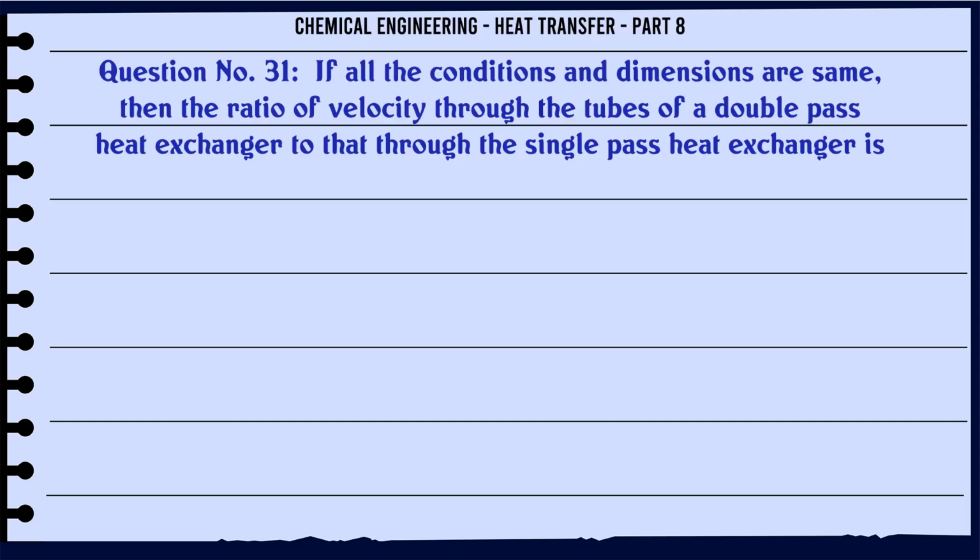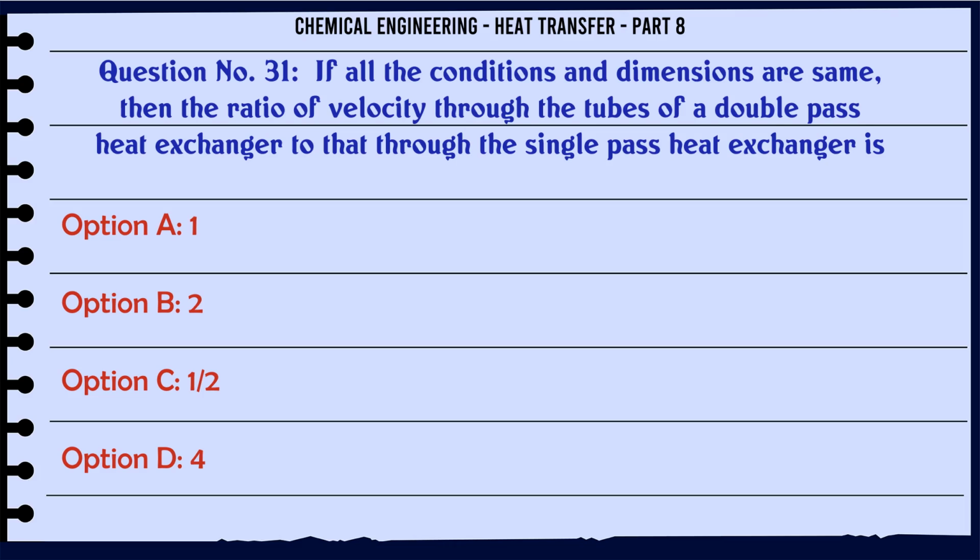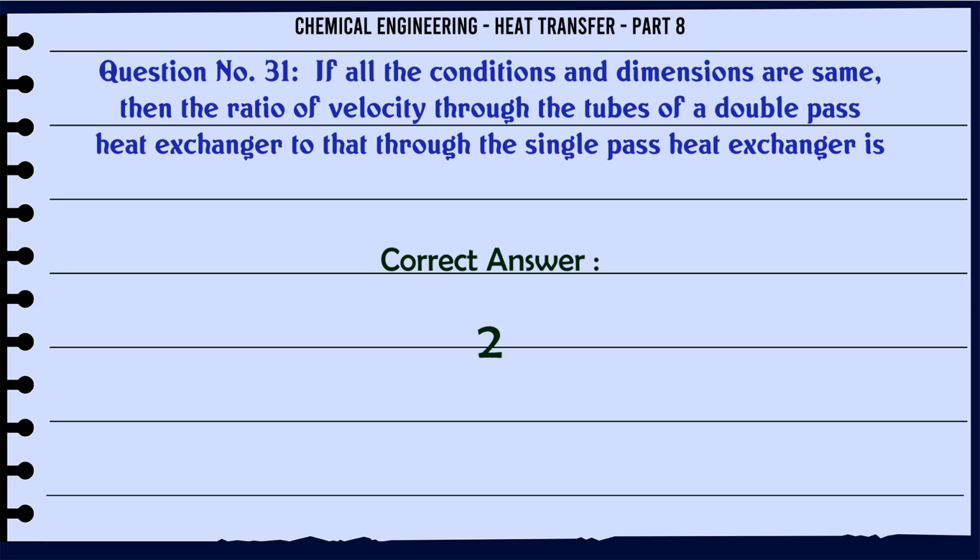If all the conditions and dimensions are the same, then the ratio of velocity through the tubes of a double-pass heat exchanger to that through the single-pass heat exchanger is: A. 1, B. 2, C. 1/2, D. 4. The correct answer is 2.